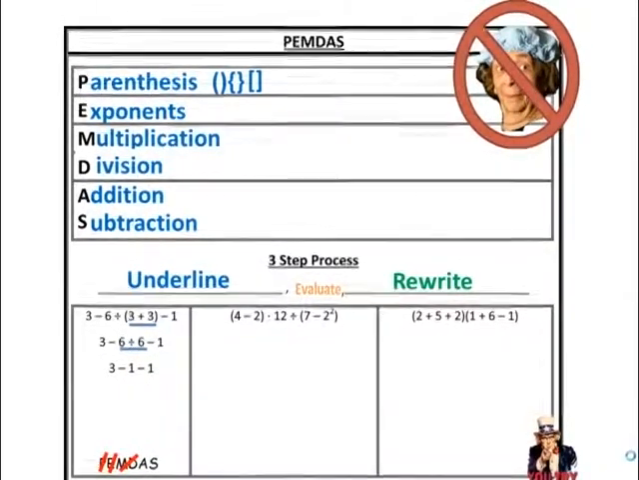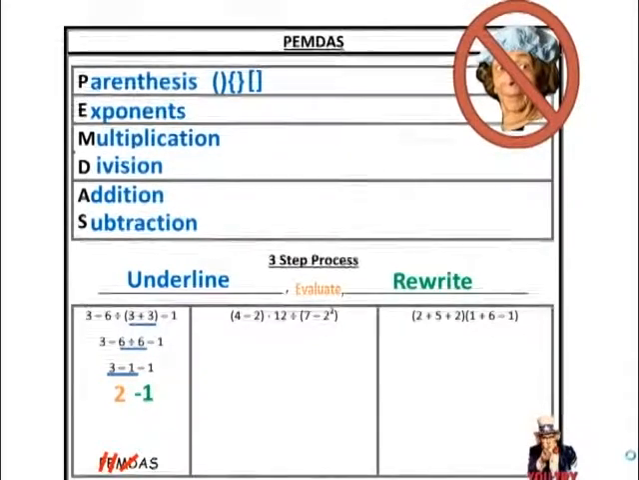I'm only left with addition, subtraction. I go left to right. So I don't do 1 minus 1 first. I do 3 minus 1 first, left to right. I underline. I evaluate. 3 minus 1 is 2. I rewrite. Everything that's not underlined needs to be rewritten just as it is. Positives, negatives, operations, values, grouping symbols, everything needs to come straight down.